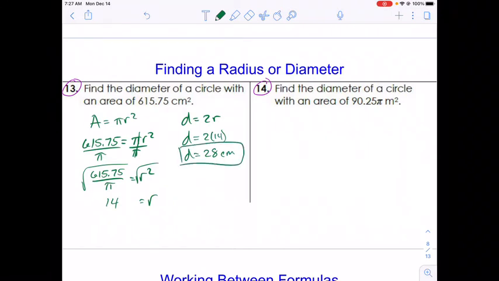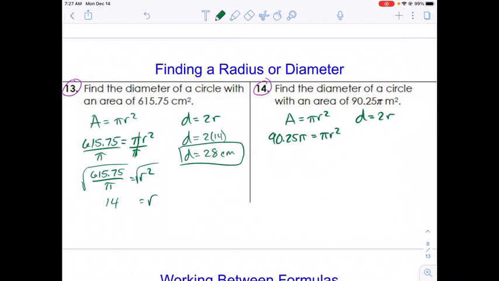All right, let's look at number 14. Find the diameter of a circle with an area of 90.25 pi meters squared. So notice this one has a pi in it. We're still using the same formula: area is equal to pi times the radius squared. And once again, we're going to write down the other formula, 2 pi r. So we're going to plug our area in: 90.25 pi is equal to pi times the radius squared.